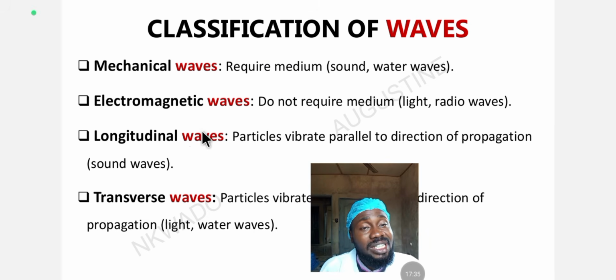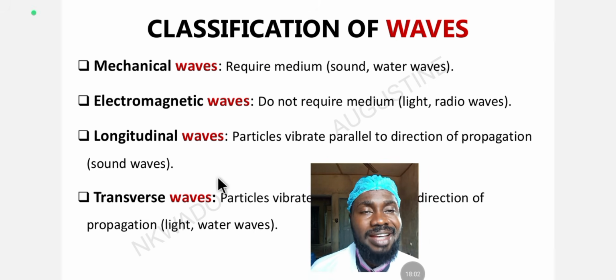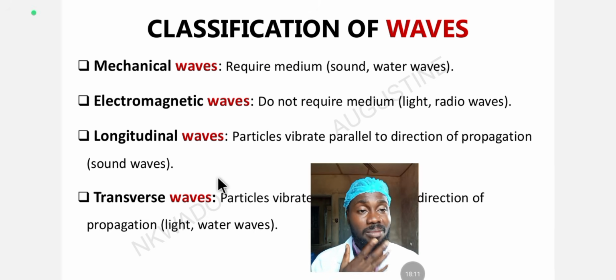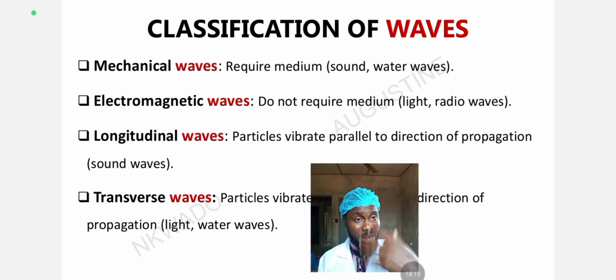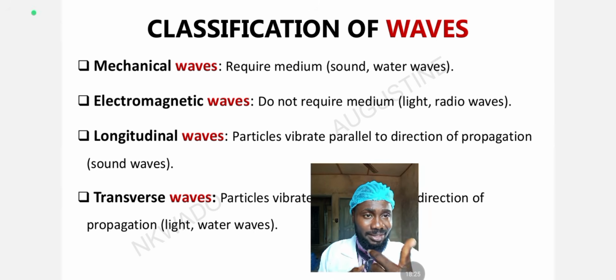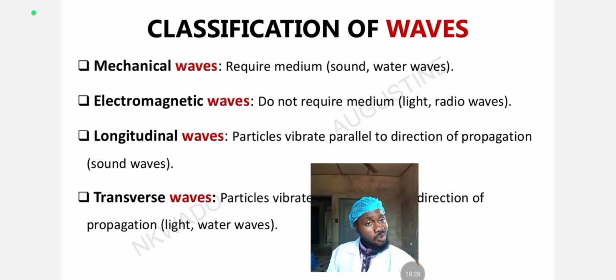So let's look at longitudinal wave. This is another classification, the third class of wave. Take note of longitudinal wave. The opposite of longitudinal wave is transverse wave. The opposite of mechanical wave is electromagnetic wave. Longitudinal wave: particles vibrate parallel to the direction of propagation. So if I shout now, hey, the rebound from my voice, the wave that is going to be rebounded as a result of what I shouted, is going to be transmitted parallel, straight back to me, following almost the same path back to me.